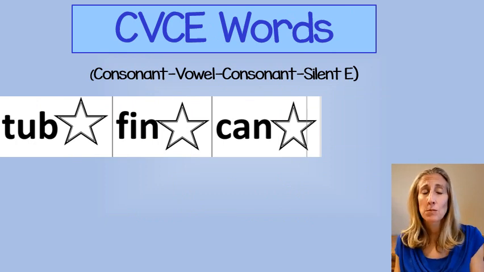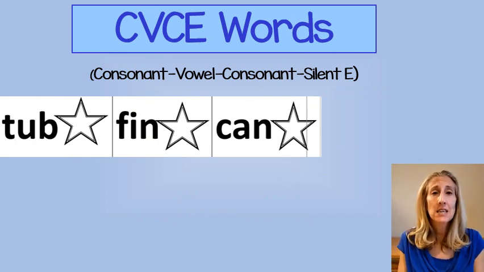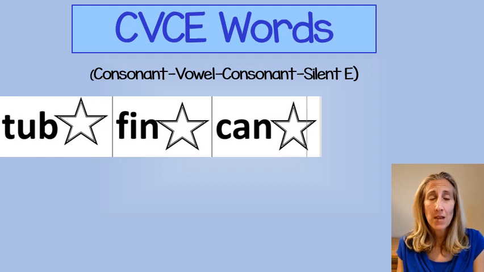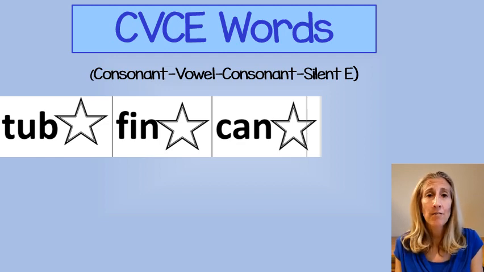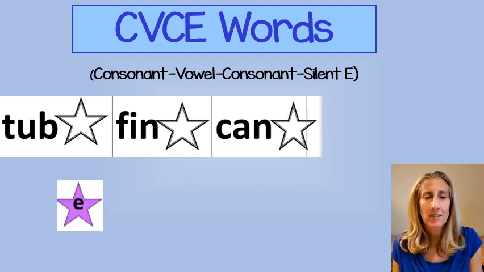Now let's look at some CVCE words. That means that there's a consonant, a vowel, a consonant, and a silent E at the end. So if we start with this word tub, but I want it to be the word tube. I want it to make that oo sound, that long U. What do I need at the end? That's right, that E.